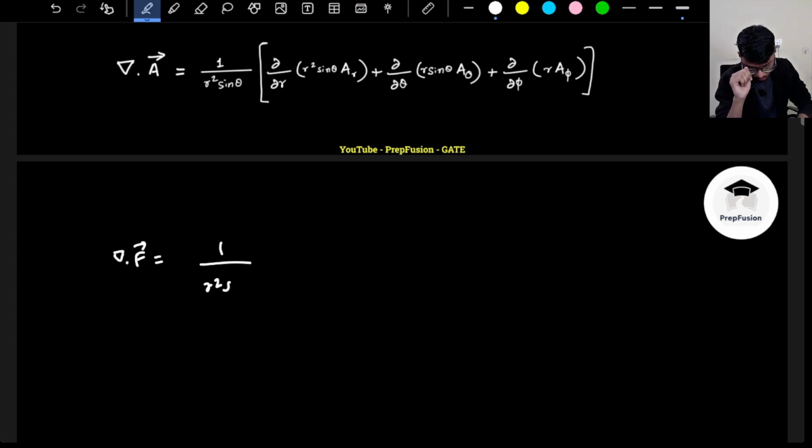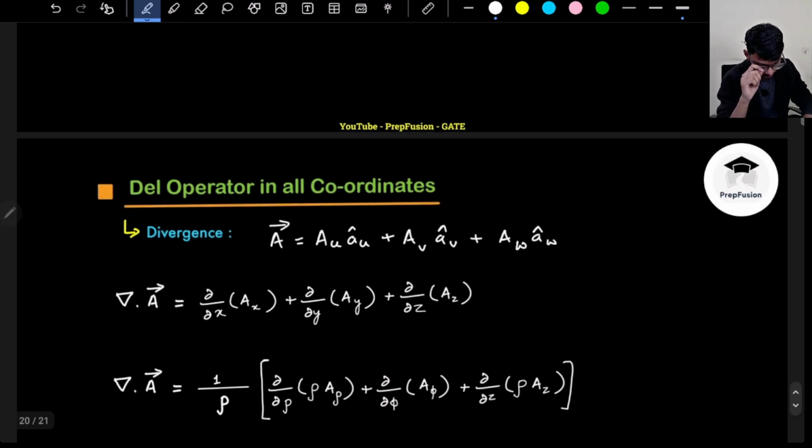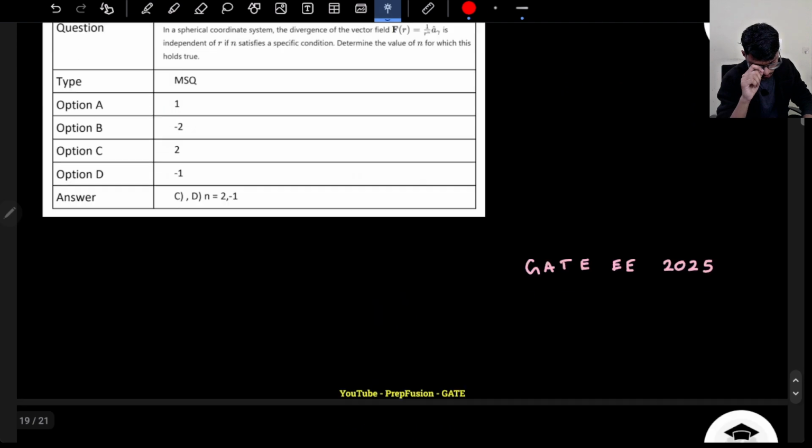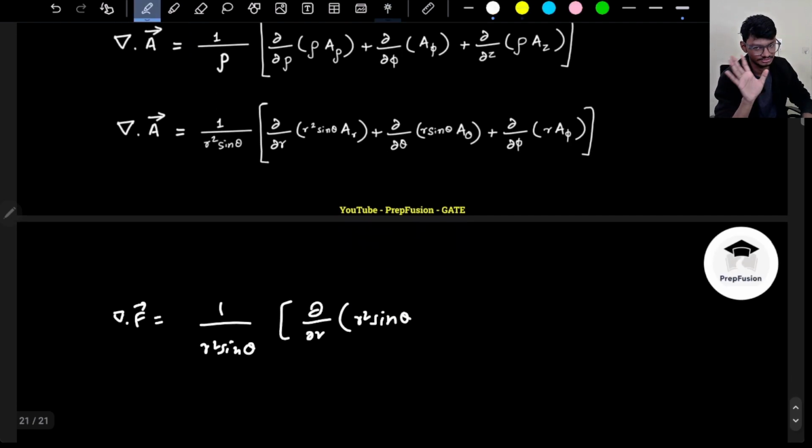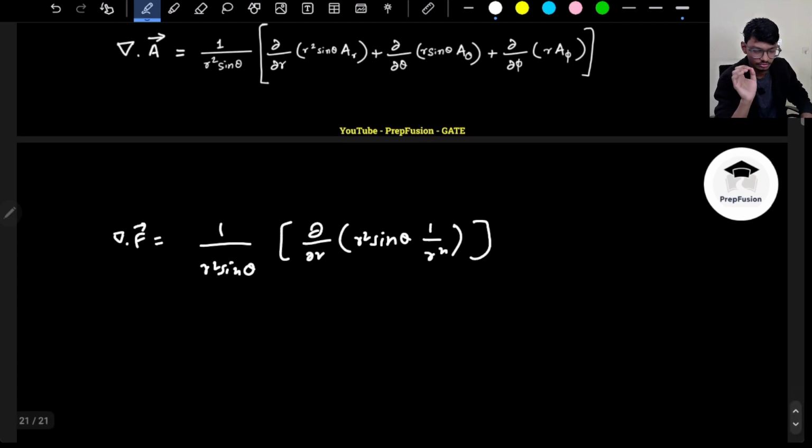Okay, so this will be r square sin theta. All these I have taught there, how to remember all those things. So this will be del by dr into r square sin theta, and what is the actual function? A_R, right? That is 1 by r raised to power n. So it will be 1 by r raised to power n. Other components are 0. Generally they will give you only this level. They will not go too high level, they will not give you those other terms as well.